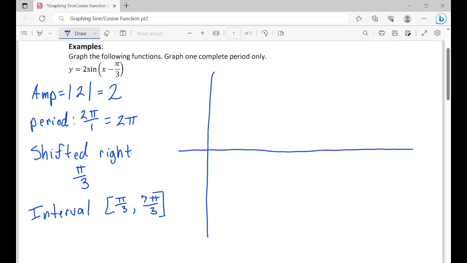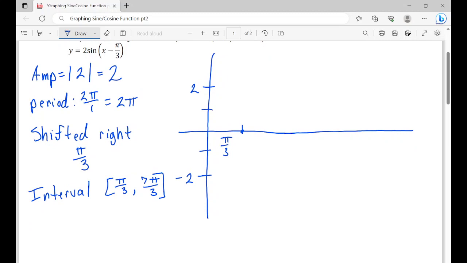So I know its amplitude is 2, so it's going to go as high as 2 and as low as negative 2 because it's not been shifted up or down, only right. And it's going to start at pi over 3. So this is a sine and it's not reflected. It's going to start here and it's going to go up. Now, I need to figure out where it crosses the x-axis and where it's going to end, ultimately at 7 pi over 3. So where's all the intermediate parts in between?